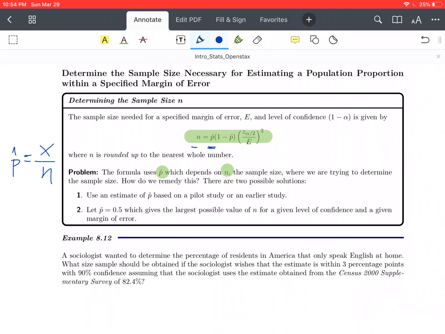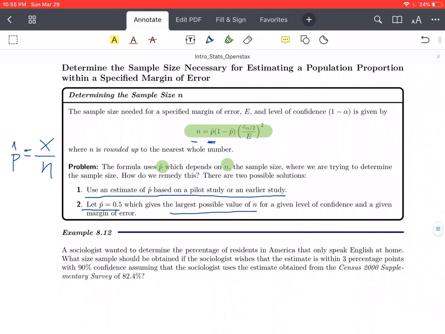Well, we have 2 ways that we can overcome that. We can use an estimate of p-hat from a previous study. If somebody else previously studied this phenomenon, then we can look at their study, use their p-hat value, and start from that. Or we can let p-hat equal 0.5. This is going to give the largest possible value of n. I would rather interview too many people, right? I would rather have too big of a sample than too small of a sample, because if the sample's too small, it doesn't give me good data. So let's look at this example.